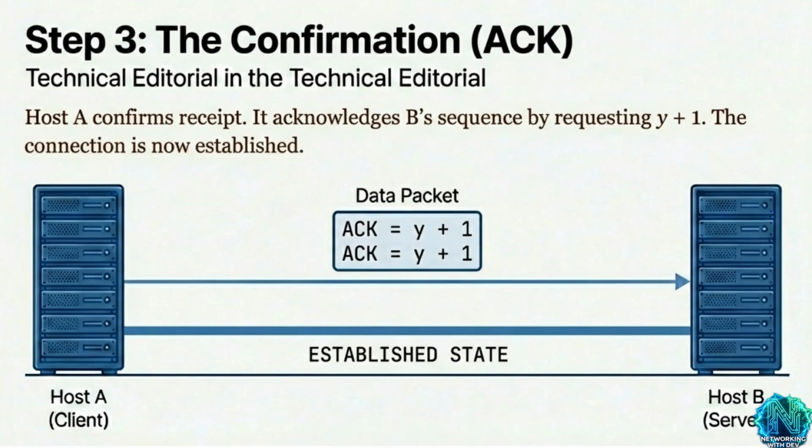Finally, we reach step 3, the confirmation, ACK, the closing move of our handshake. Host A receives the server's SYN-ACK and sends one final data packet to confirm receipt. In this packet, host A acknowledges host B's sequence by requesting Y plus 1. This serves as the definitive "Roger that" in our digital conversation. As the diagram shows, we have now reached the established state.